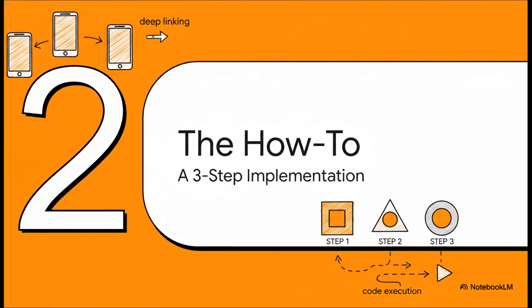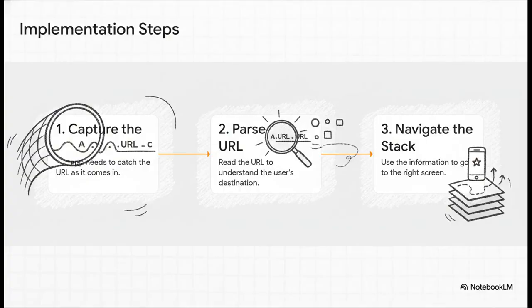All right, enough theory. Let's get our hands dirty. I'm going to walk you through the 3 simple steps to make this happen in your own code. Think of it as a simple 3-part plan. First, we gotta capture the URL. It's like catching a package at the door. Second, we parse it. We open the package to see what's inside. And third, we navigate. We take the contents of the package to the right room. Capture, parse, navigate. That's it.